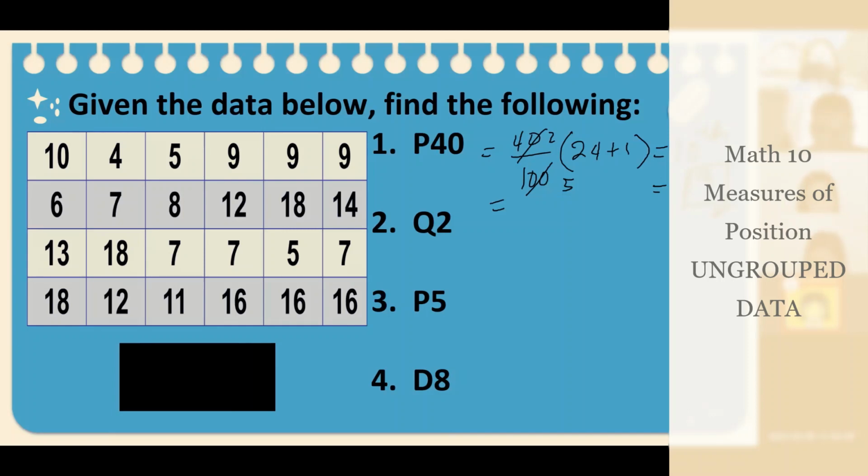Okay, sige. Continue solving for the rest of the given. So let me give you 2 minutes to solve everything.